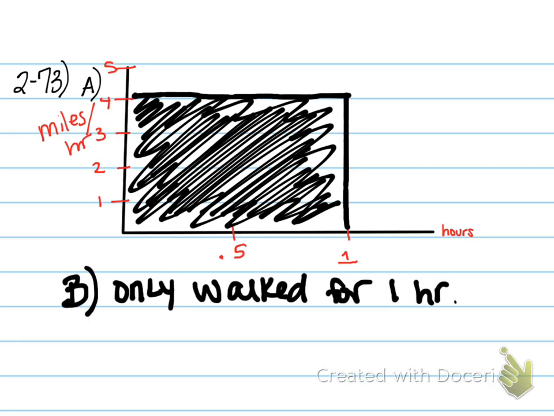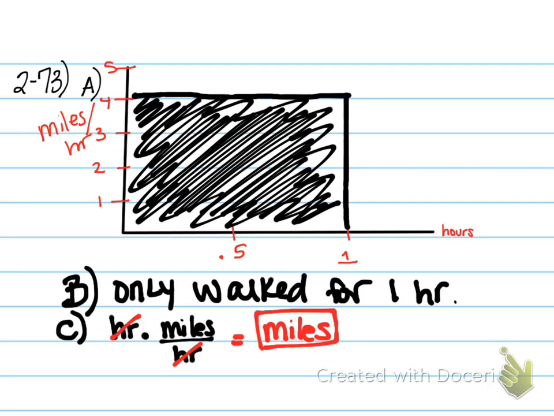On B, it was asking, explain why the domain will only be between 0 and 1. It's because he only walked for an hour. And the range, the range of this function is just going to be 0 to 4. 0 to 4 miles.